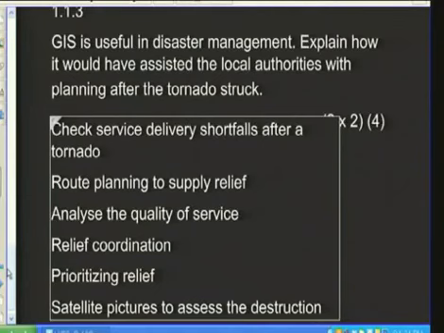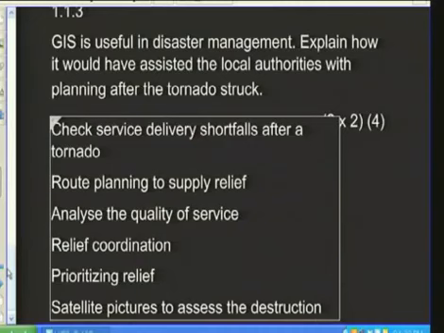We'd be able to analyze the quality of service that's being provided. We'd be able to coordinate the different relief services. So you'd have a central decision-making body and then different services making decisions or taking orders from that decision-making body based on the data that's been supplied to them by the GIS. We would prioritize relief. Who needs the help the most urgently? We need to get to those guys first. And the satellite pictures that we would access via the GIS would be able to show us exactly which areas have been affected by the tornado, and so we can focus our efforts on those.